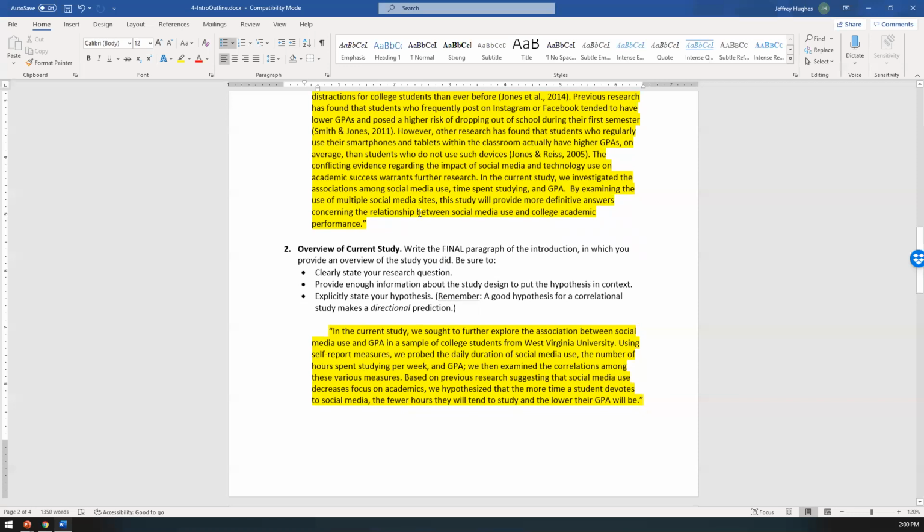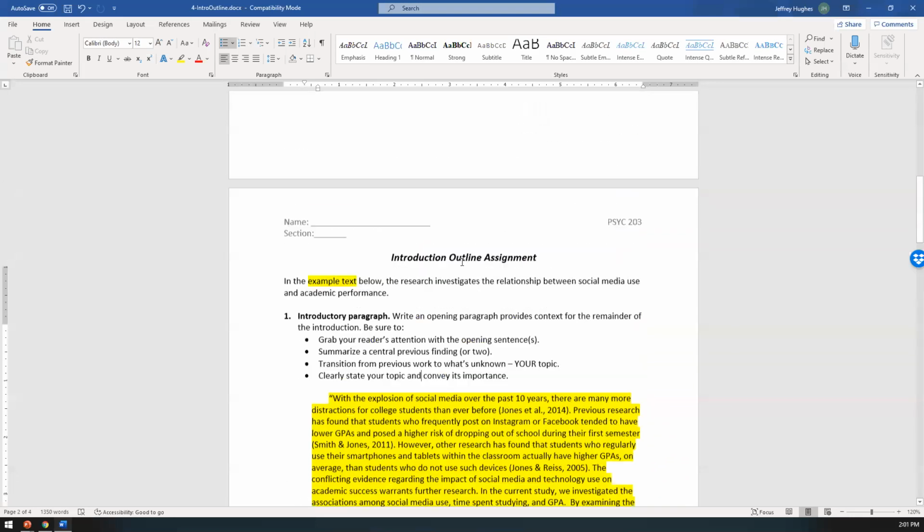Not only will it get you a good grade, but it'll also make your life a lot easier in the future when you actually have to write this. So the more work you put in now, the easier your life will be later. Any questions about assignment number 4?